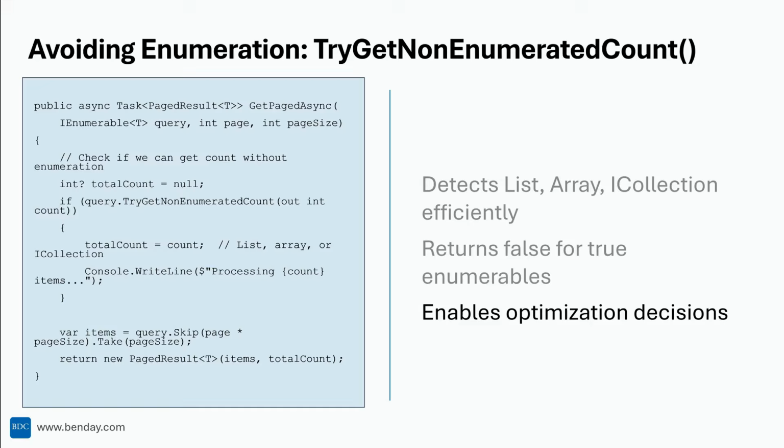Knowing whether you can get a count cheaply lets you make smart decisions: pre-allocate arrays of the right size, show accurate progress bars, or decide whether to materialize a query. It's particularly useful in generic methods that accept IEnumerable.